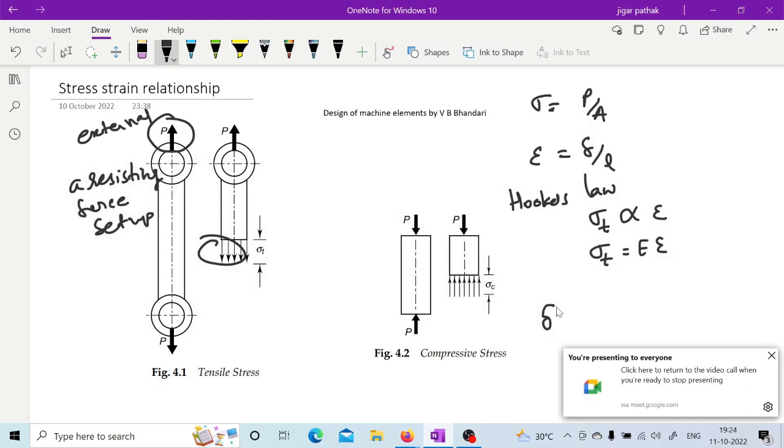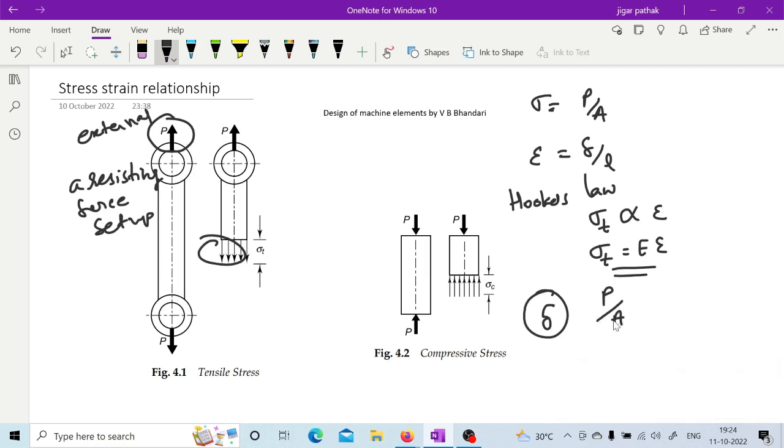So let us write all the values in this equation itself. If we write sigma, we want to find this delta in terms of the force, area and total length. Also, we write the stress as P by A, and E will be as it is, and the strain will be delta by L. So from this you will be able to calculate your delta as PL upon AE. Right, so this is how we have the deflection.